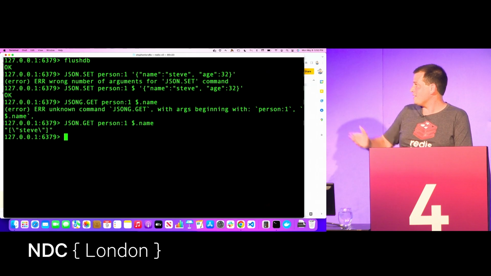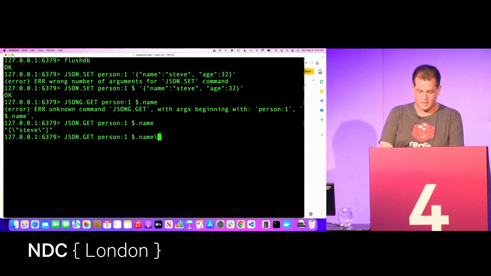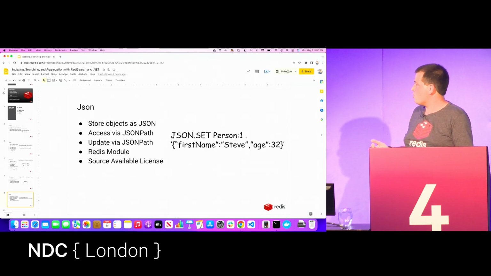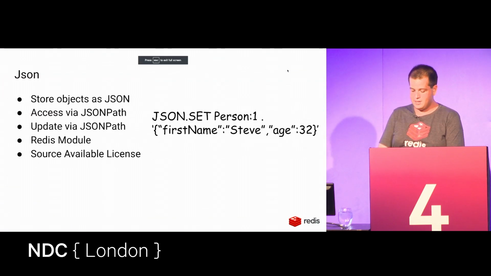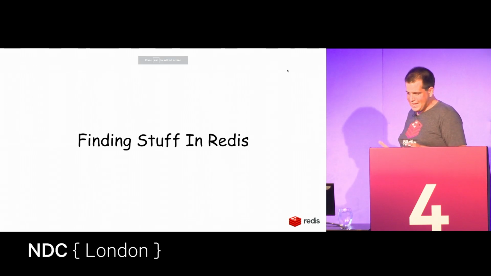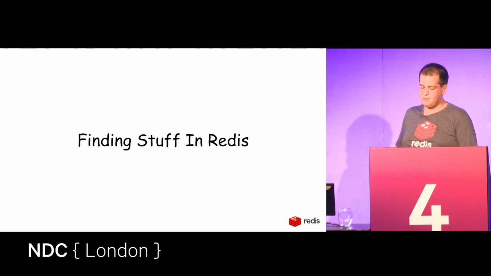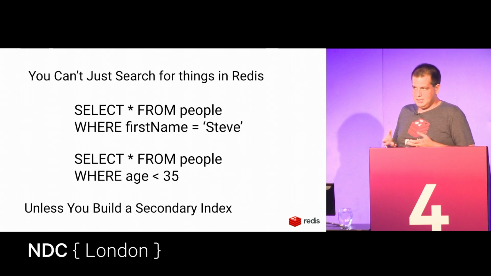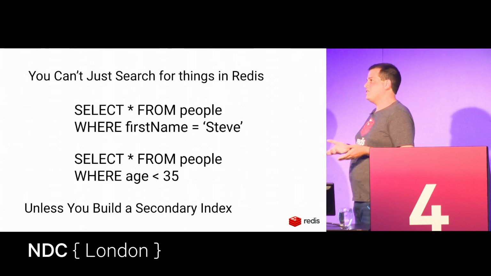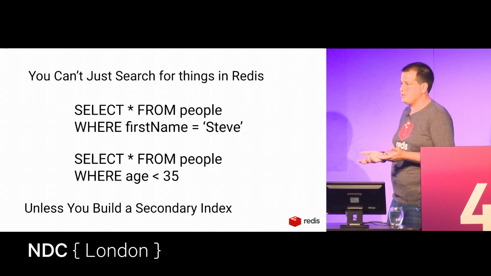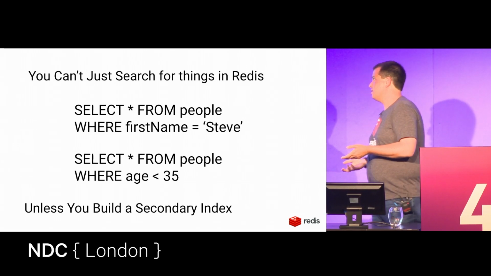Whoops. I can get name, which is Steve, or I can get age, which is 32. And this allows you to build much richer objects that you can add to Redis now. And that actually brings us to really what the crux of this talk is meant to be, and that's finding things in Redis. So the trick with Redis is because it's a key value database fundamentally, you can't just search for things out of the box with Redis.